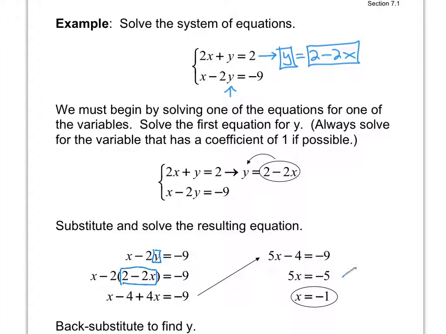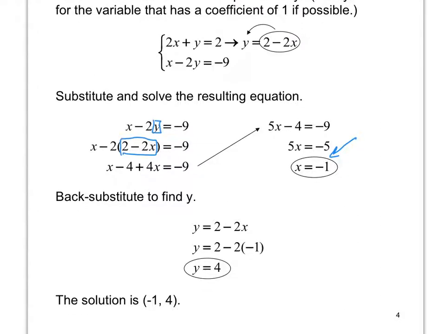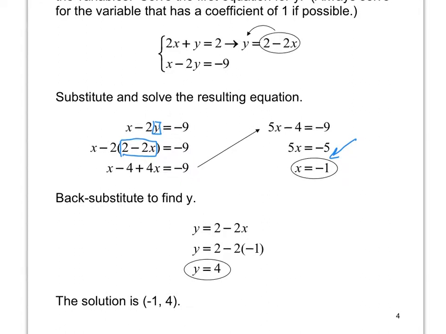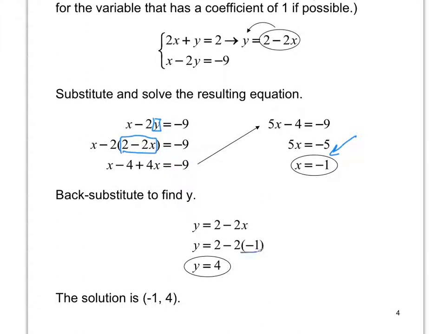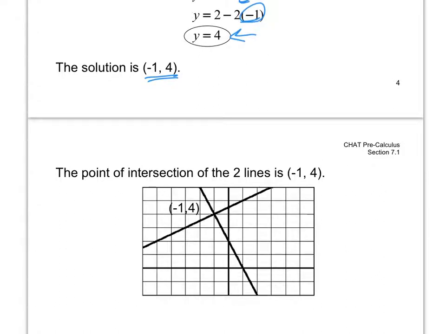When I solve that, I get x equals negative 1, and now I just need to back substitute to find y. So I'm going to take my value of negative 1, and I'm going to put it in for x in one of my top equations, and I'm going to find y equals 4. So I get my solution of negative 1 comma 4. If I look at the graph, you can see that the place where those two lines intersect is indeed the point negative 1 comma 4.